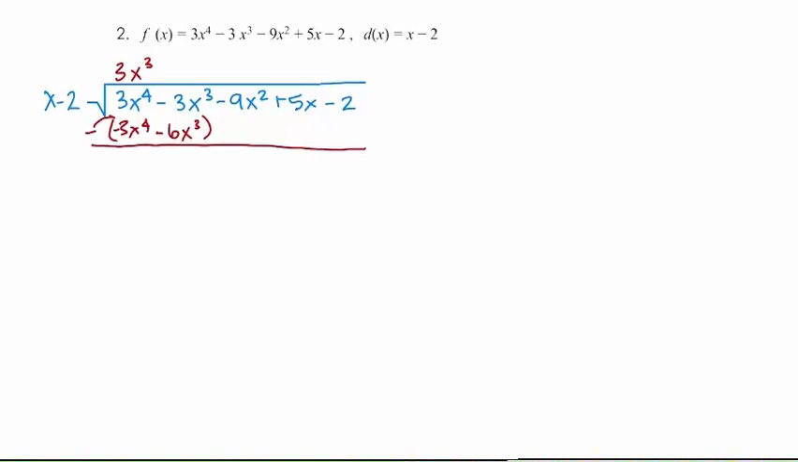And since there's nothing else to multiply by, you just determine that out, distribute that negative sign. So when you distribute out, the 3x fourth becomes negative, and this becomes positive. So our 3x fourth cancels out, and you are left with a positive 3x cubed. Bring down everything that's remaining.